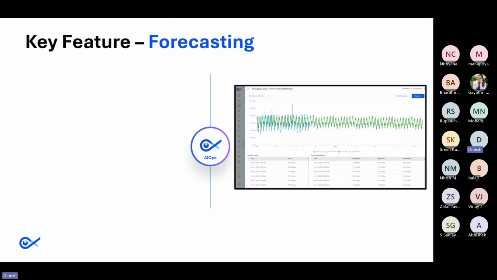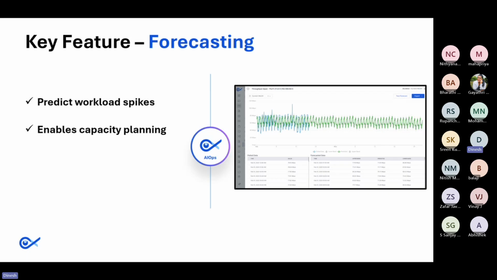Next is forecasting, proactive capacity planning, which uses historical performance data. It applies trend analysis, either linear regression or machine learning models, and forecasts future utilization patterns. It identifies which resources will get exhausted and on what timelines.